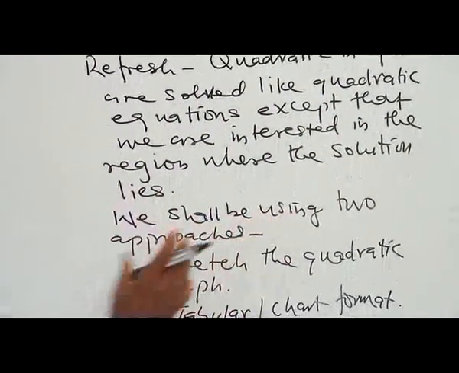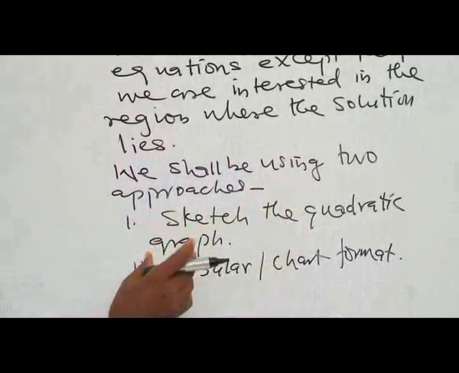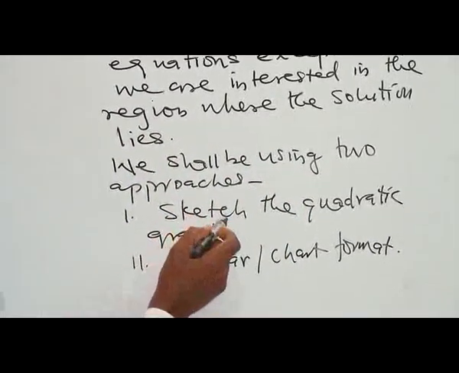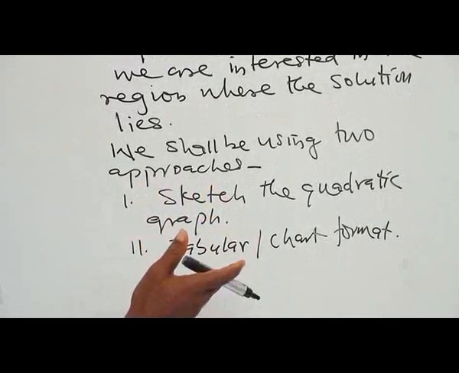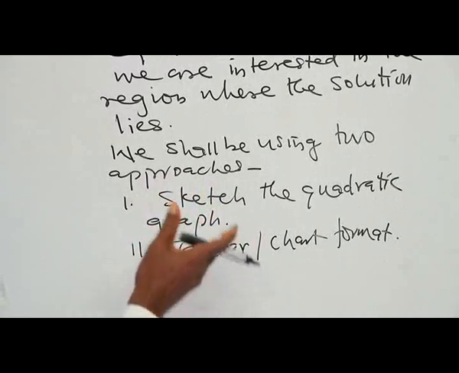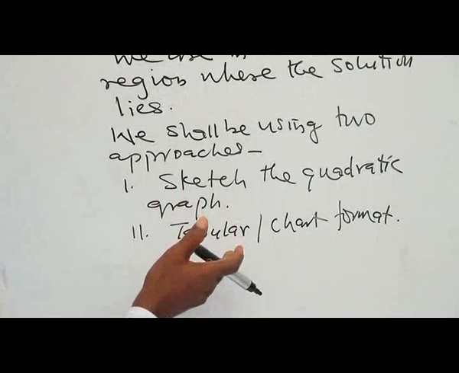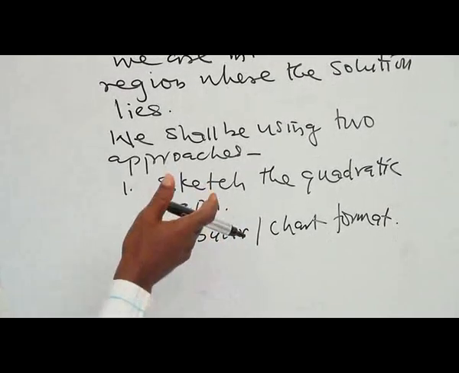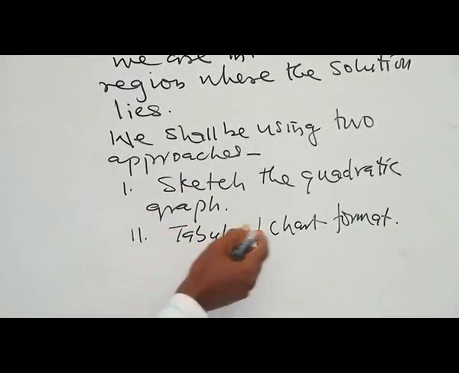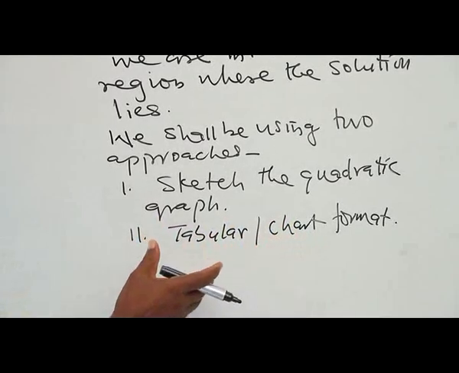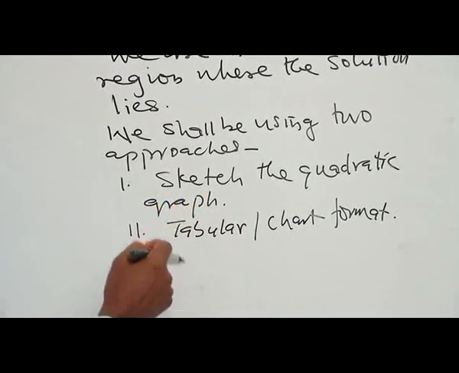We shall be using two approaches. The first is to sketch the quadratic graph, and this will enable us to determine the region above or below the x-axis, that is, where it is greater than or equal to 0, or less than or equal to 0, either positive or negative. We will also be able to use the tabular or chart format to determine where the solution lies in a given quadratic inequality.